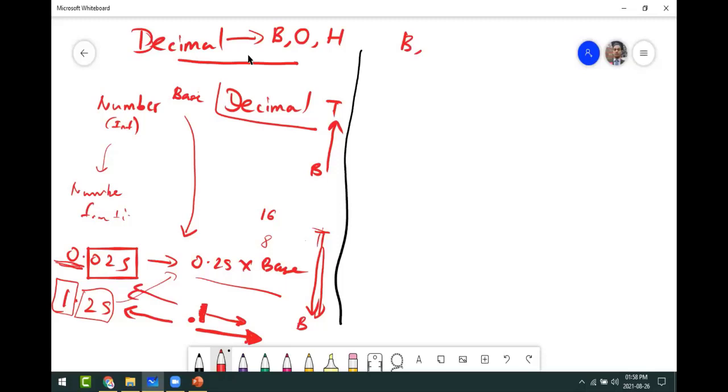So here there is only one way for decimal. There is only one way. What to do? Number the base. How do we do?